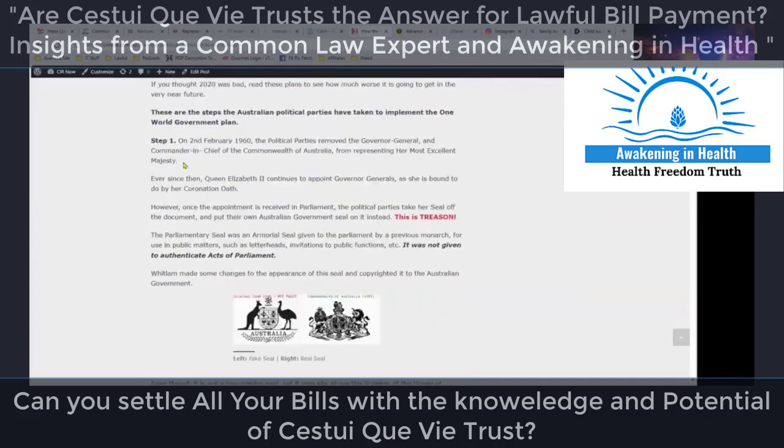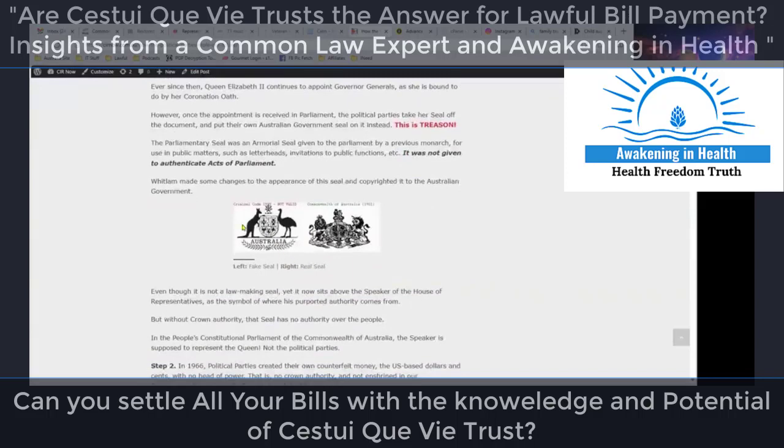So step 1, the political parties in 1960 removed the Governor-General from representing Her Most Excellent Majesty. Ever since then, Queen Elizabeth continues to appoint Governor-Generals, but when she sends the appointment letter over, the Parliament takes her seal off and puts this one on instead, which is the kangaroo and emu. This is the official seal here.